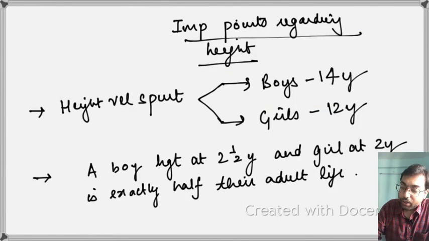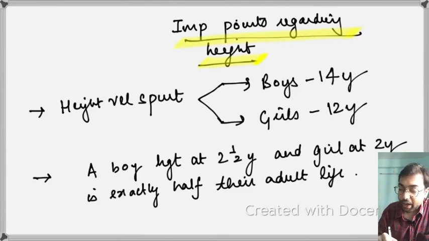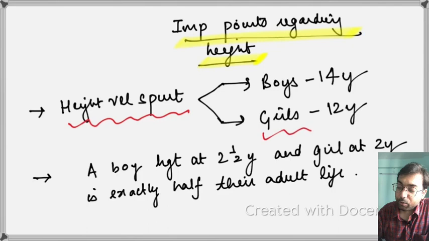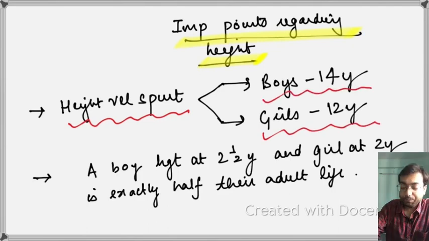Moving on, there are important points about height. The first point is the height velocity spurt, which is very important. How do you know when the height velocity spurt will come? Many mothers come to us saying their son's or daughter's height is not increasing, and ask what to do, as they are trying everything. So you must know that the height velocity spurt means that height will start increasing in girls at around 12 years and in boys at around 14 years. This is when puberty strikes. Then the girl's height will increase from 12 years of age and the boy's from 14 years of age.